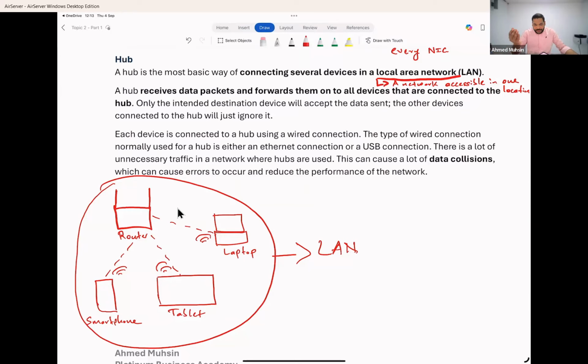A hub receives data packets and forwards them to all devices. Can we highlight that all? Because that makes a big difference to you. Okay? Forwards them to all devices. So all the data packets that come to a hub are sent to every single connected device. Okay?